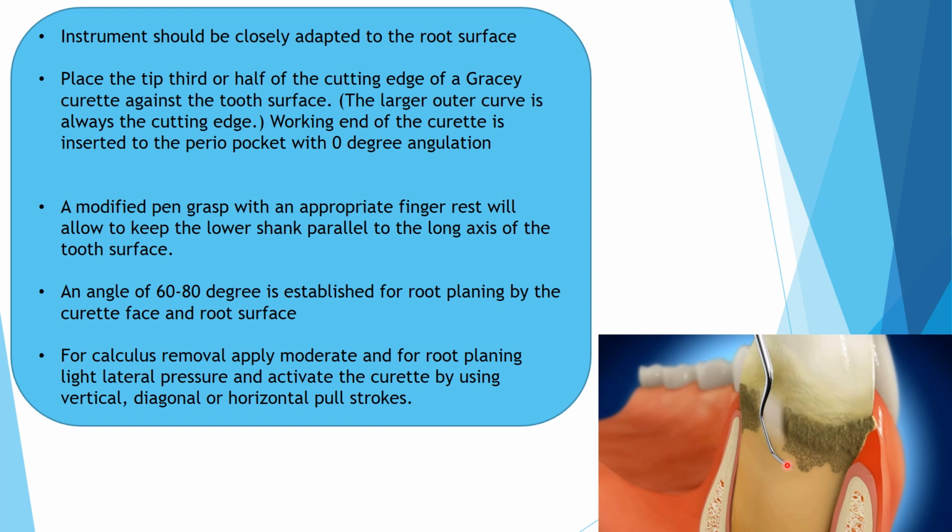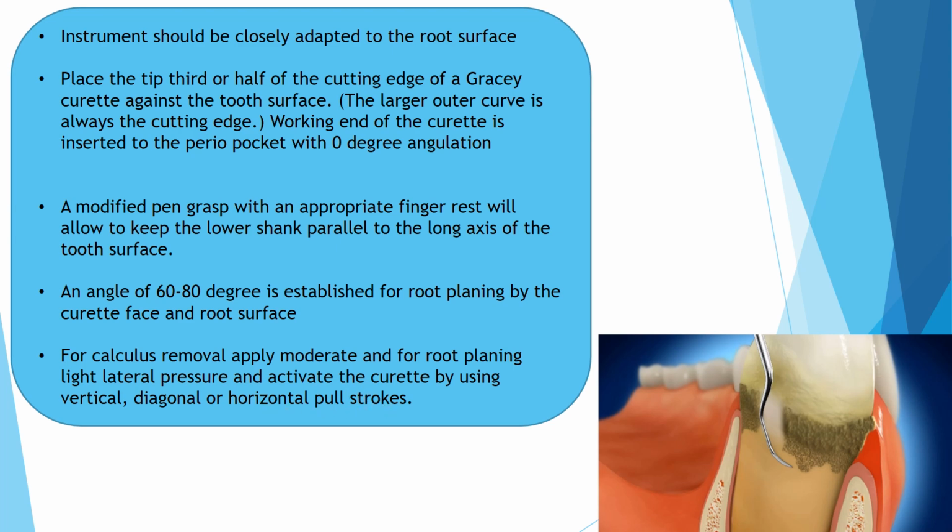And always, as you know, a modified pen grasp with an appropriate finger rest will allow us to keep the lower shank parallel to the long axis of the tooth surface. So an angulation of 60 to 80 degrees will be established for root planing between the curette face and the root surface. For calculus removal, we should always apply moderate pressure, and for root planing we should use light lateral pressure, and we should activate the curette by using vertical, diagonal, or horizontal pull strokes.